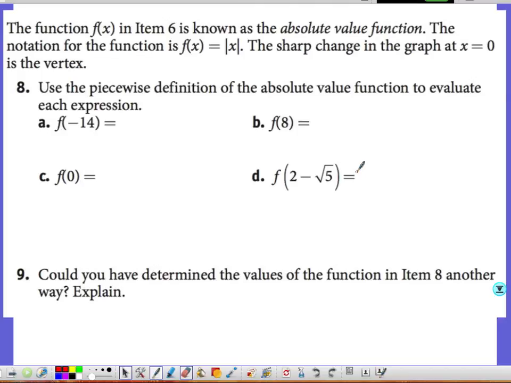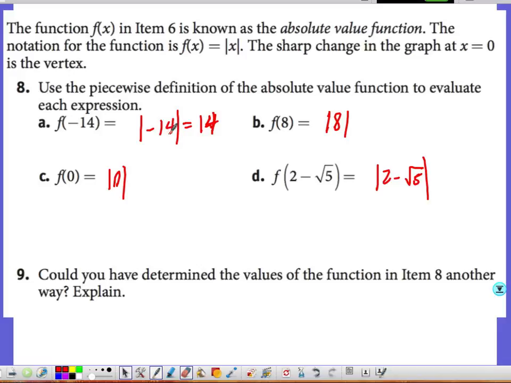Now, there is a simple trick. You can take the absolute value of any number, and this is basically what it's asking. What is the absolute value of negative 14, absolute value of 8, absolute value of 0, absolute value of 2 minus square root of 5? Anytime you have a negative inside the absolute value, it makes it positive. That's always going to be true.